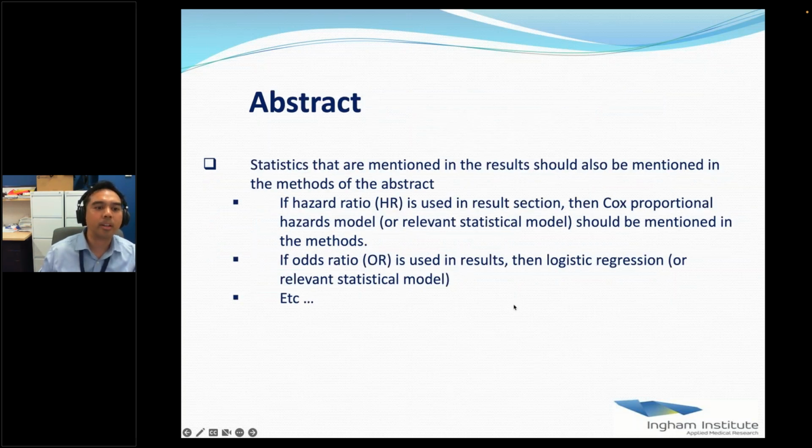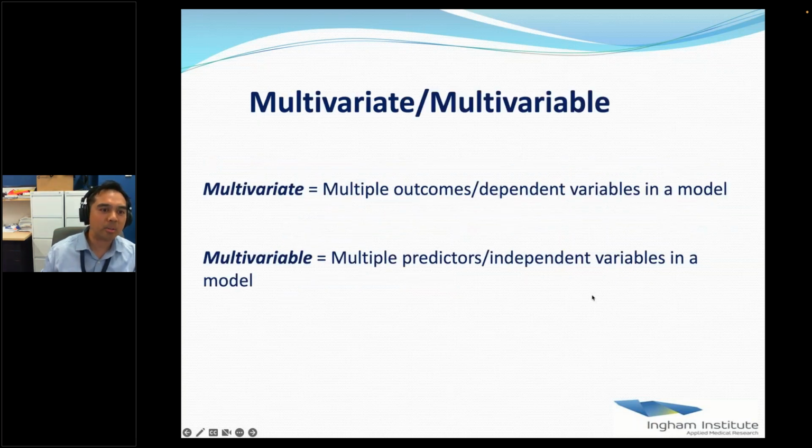For the abstract, if in the results part you've quoted a statistic like a hazard ratio, I do want to see words like Cox regression or Cox proportional hazard models in the methods of the abstract, and similarly for odds ratios in logistic regression or for any other statistical technique. And finally, I think I've commented on this on pretty much all the reviews I've done for the last few years. Multivariate means you have multiple outcomes in a single statistical model, and multivariable means you have multiple predictors in a single statistical model. Thank you.